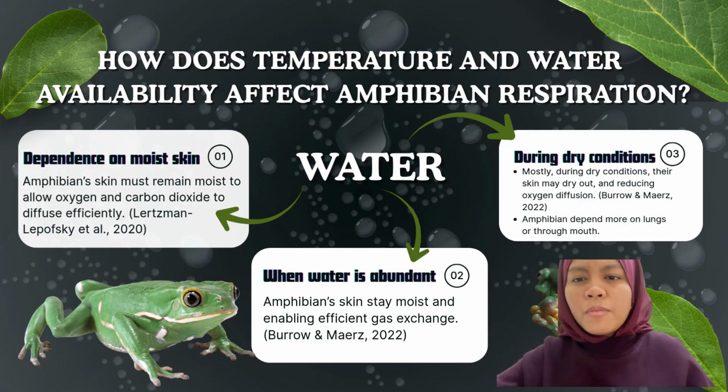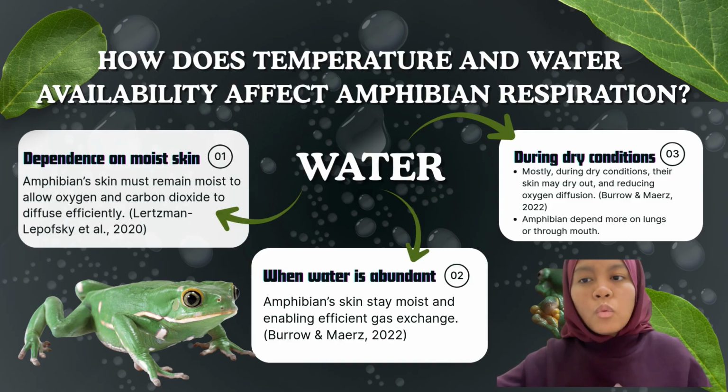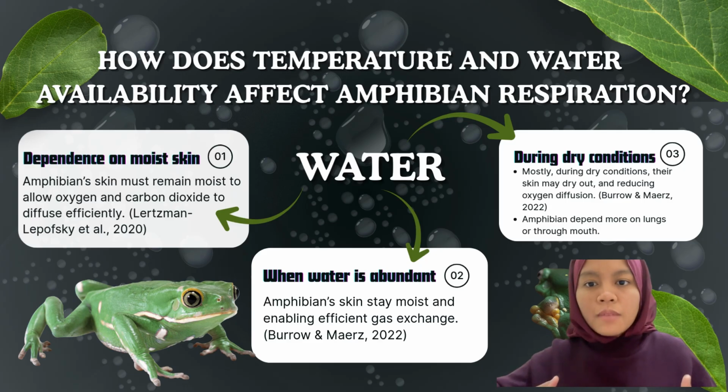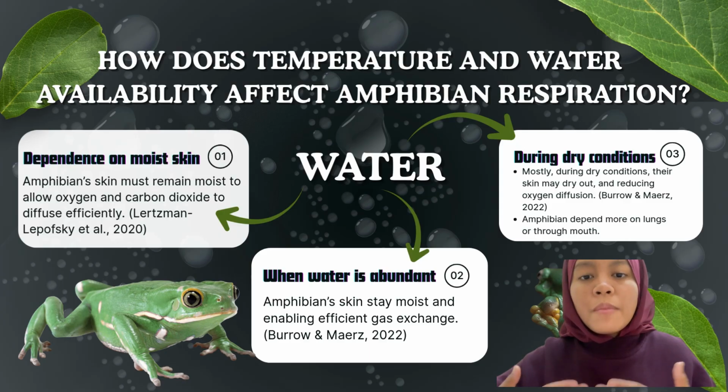Firstly, amphibians depend strongly on moist skin. When their skin is moist, oxygen can easily move into their body while carbon dioxide moves out. This process happens smoothly because moisture helps the gases dissolve and pass through the skin. So, without moisture, their main method of breathing becomes less effective.